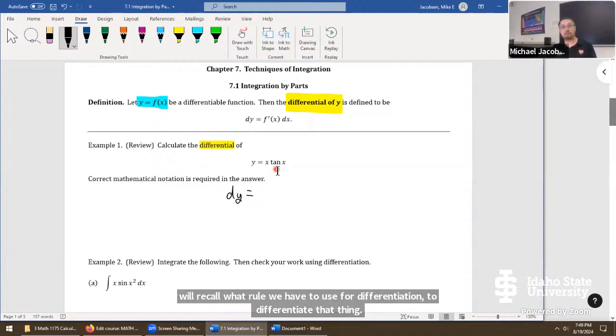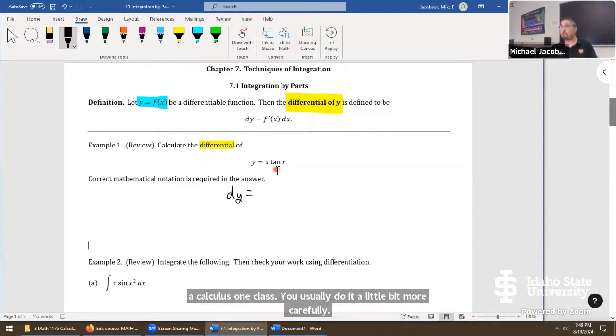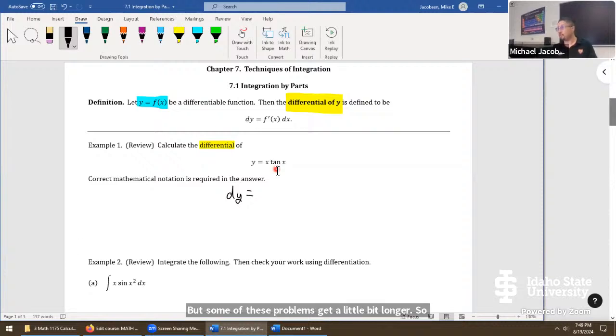Yeah, good call. This one's going to be the product rule. And there's different ways to do the product rule. In a Calculus 1 class, you usually do it a little bit more carefully, but some of these problems get a little bit longer. So this is how I would typically personally do the product rule.